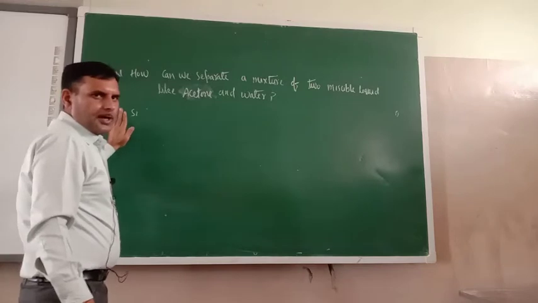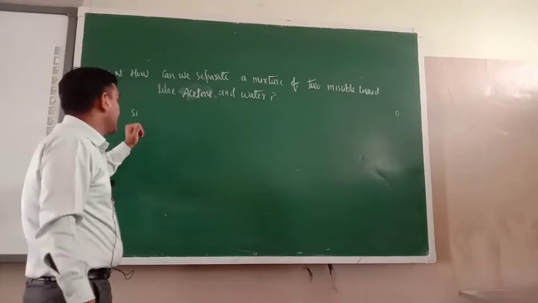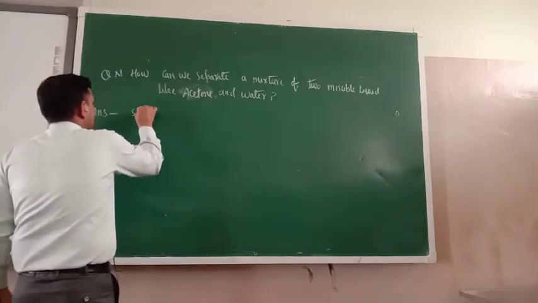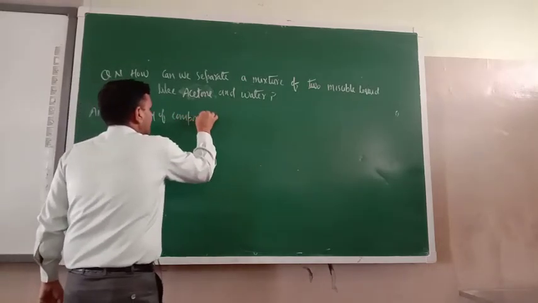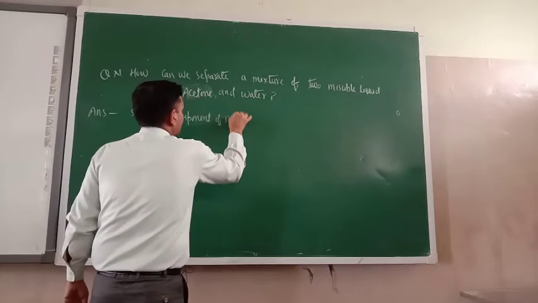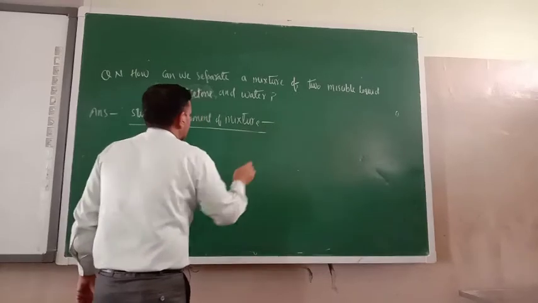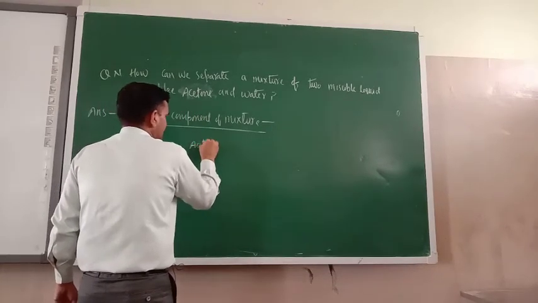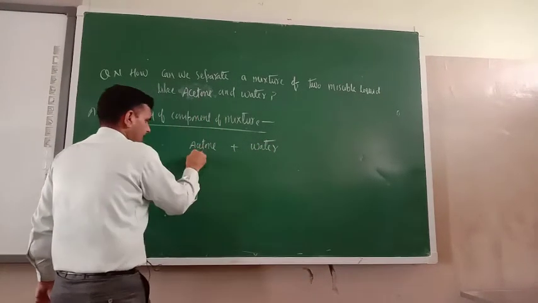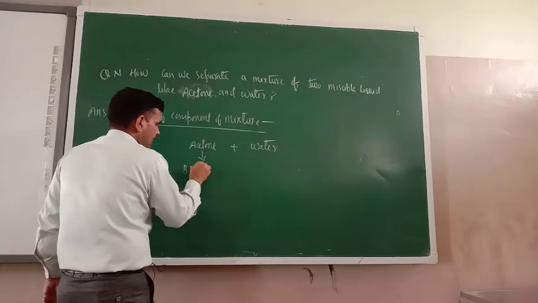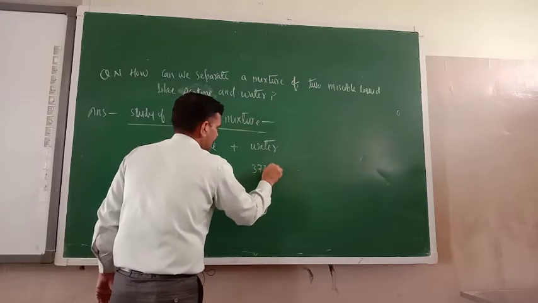So as you know, we have to separate the components of a mixture on the basis of certain headings. So the first one is study of components of mixture, okay. So how many components are here? There are two components here. The first component is acetone, second component is water, okay. So the water, its boiling point is 373 Kelvin, okay.